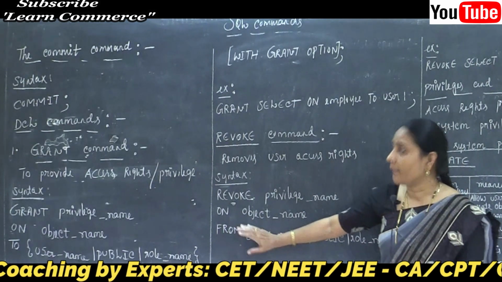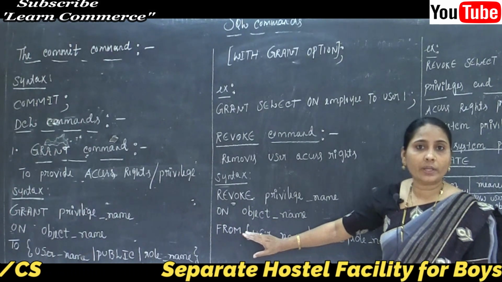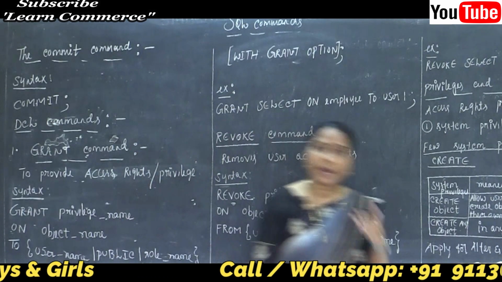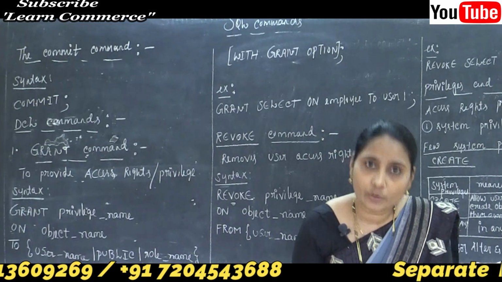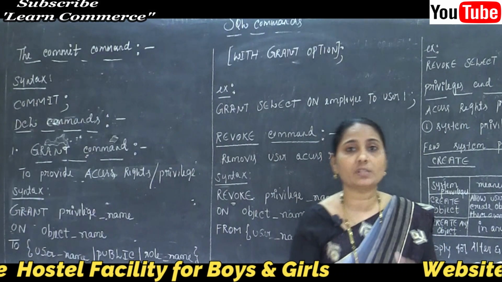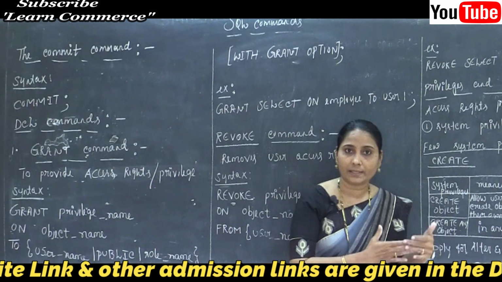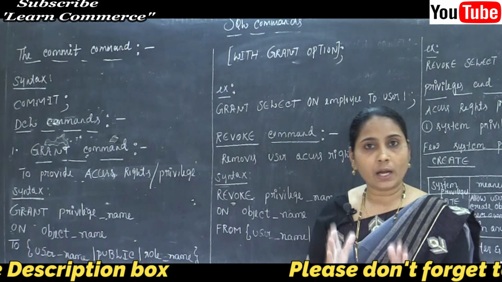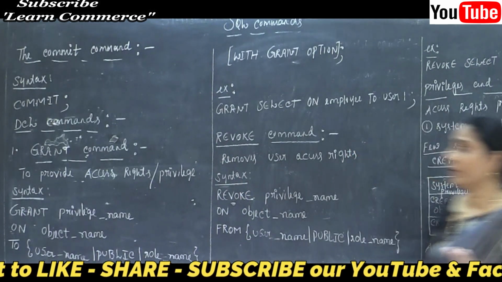So there are two commands. The grant command takes the permission: the user takes the permission by using the grant command. The second command is the revoke command, which takes back the permission granted to the user. Whatever permission was granted to the user, it takes back. Clear on this point? These are all the commands applicable in our DCL, data control language.